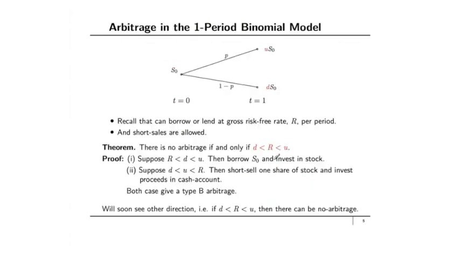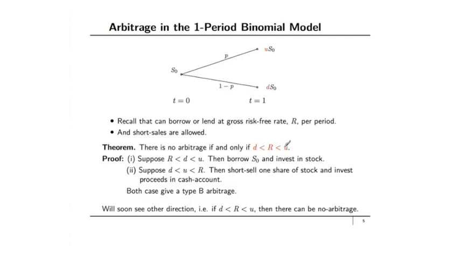Now, let's return to our one-period binomial model and discuss what conditions must hold in order to have no arbitrage in the model. Recall that we can borrow or lend at the gross risk-free rate of R per period. We're also assuming that short sales are allowed. So we have the following theorem. The theorem states that there is no arbitrage if and only if D is less than the gross risk-free rate R, which in turn is less than U. So let's see how we might prove this.